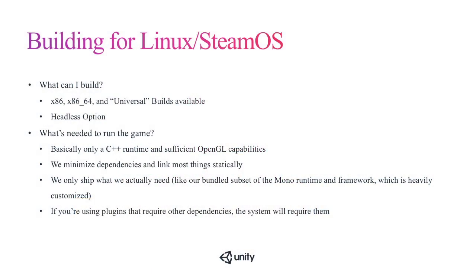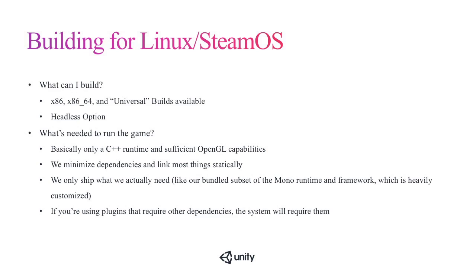Let's see. So we talked a bit about the targets that you can build to. What is needed to run the game? Basically only a C++ runtime and sufficient OpenGL capabilities. I guess technically it's worth noting that right now the target machine still needs to be running X11. Until very recently, saying that sufficient OpenGL capabilities were needed sort of implied X11. That's becoming a little bit less true with the progress that Wayland has made. But basically only the C++ runtime and sufficient OpenGL capabilities.